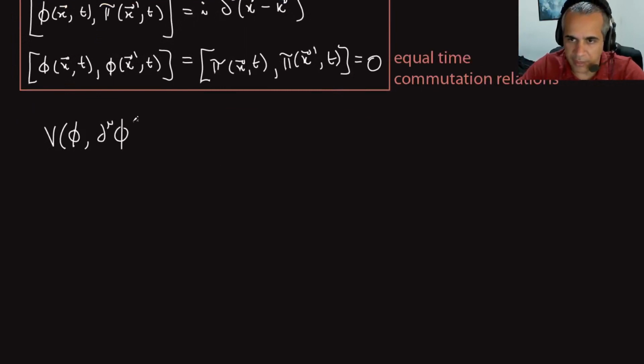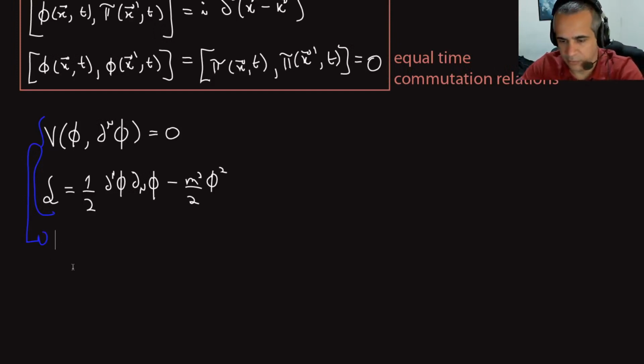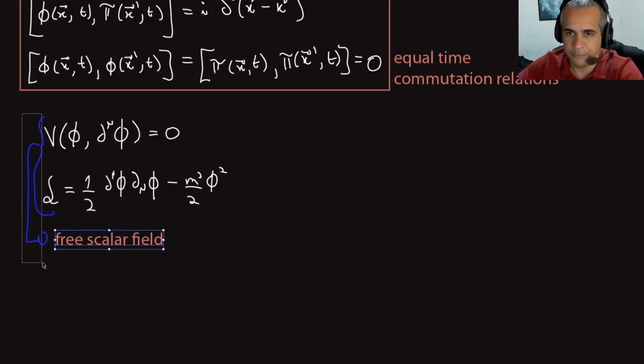So now V of phi is just 0. That means my Lagrangian is just half del mu phi del mu phi minus m squared over 2 phi squared. And this is what we call the free scalar field, because we are turning off that potential right there in the Lagrangian. And it is, of course, the simplest case.